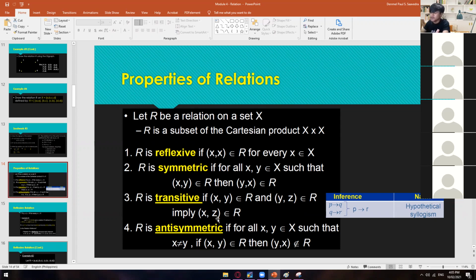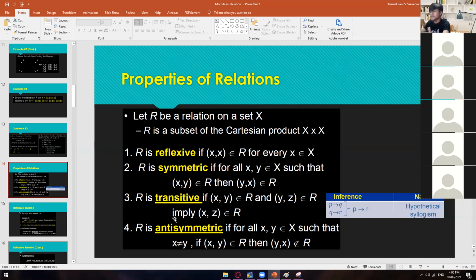Okay, so for now it might be a little bit confusing, but it's actually super similar to the hypothetical syllogism. That one is an inference rule, and this one is a relation. So we have P conditional Q and then Q conditional R, which can be answered as P conditional R. As you can see, we have eliminated the Q in here. In here, we will not eliminate the Y, but instead we'll create another element or ordered pair, let's say XZ or PR.